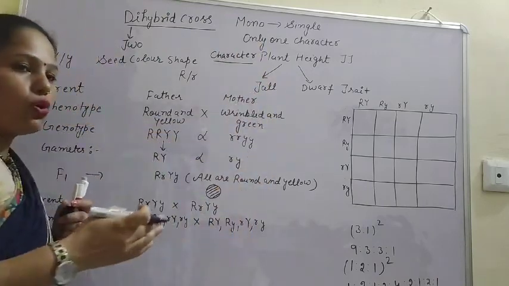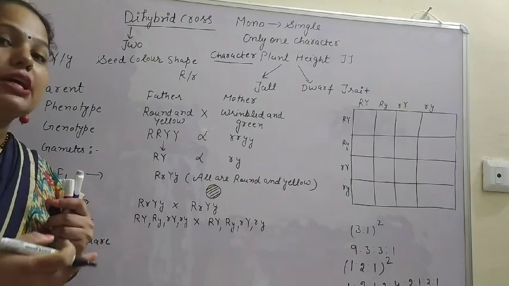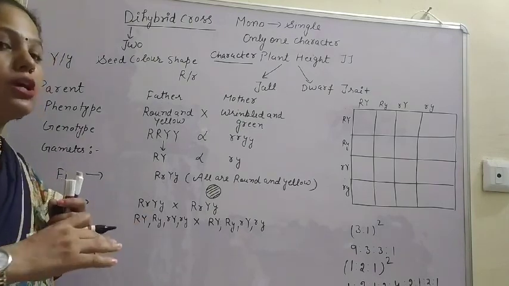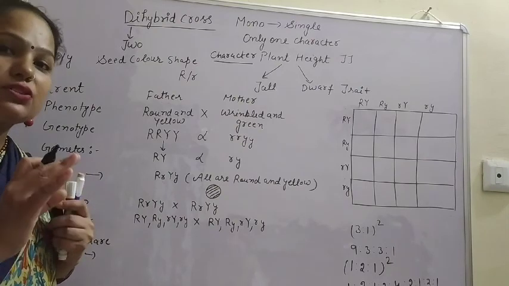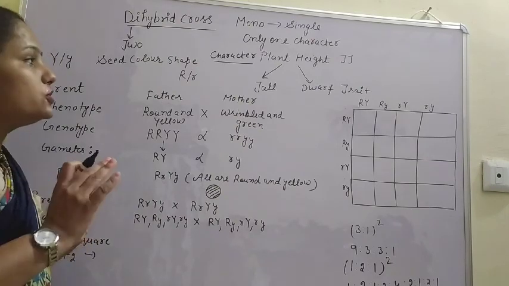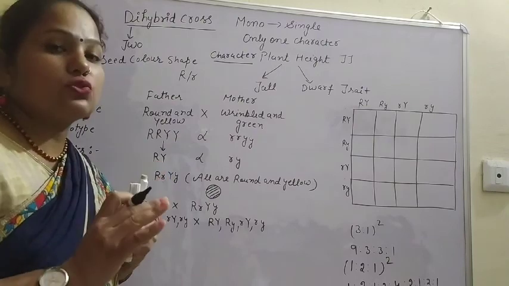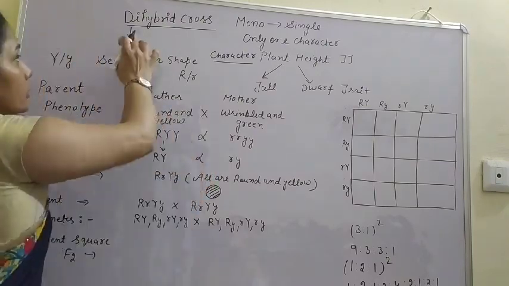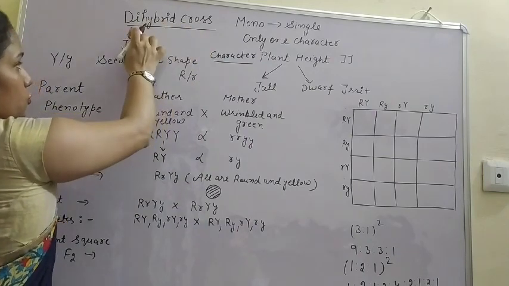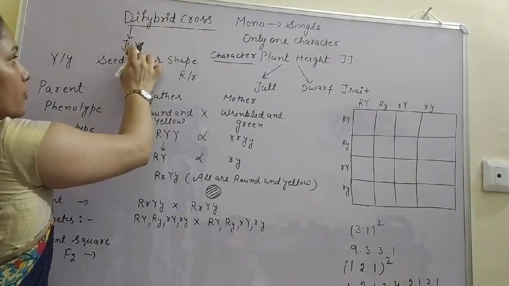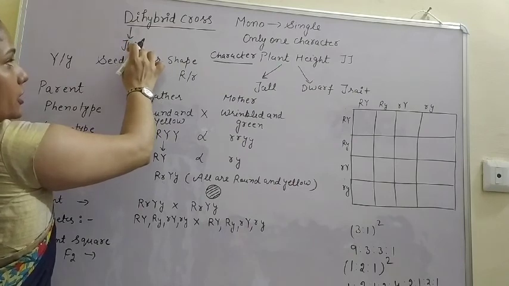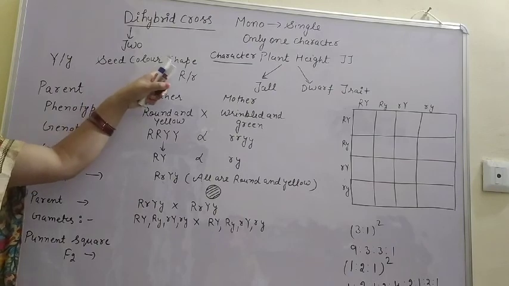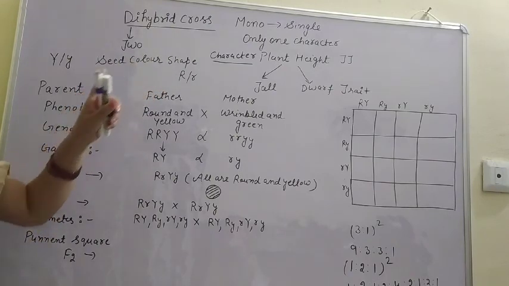And what was the ratio of monohybrid cross in F1 generation and in F2 generation? In F2 generation, the phenotypic ratio was 3:1 and the genotypic ratio was 1:2:1. So now let us discuss the dihybrid cross. Di means two. So if we are taking two characters at a single time, here we can take the seed color and the shape of the seed.